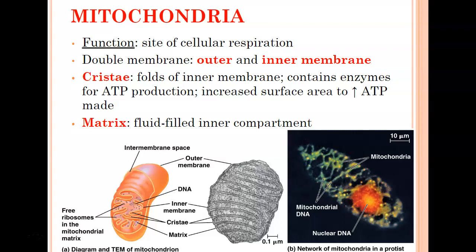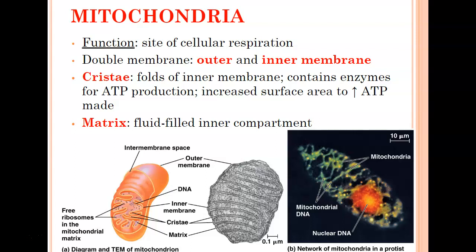It's where cellular respiration takes place, and cellular respiration is where the body is breaking down the carbohydrates that we eat to make ATP, our energy source. So that's its job, to convert the food that we eat into our energy source. It's got a double membrane system, as you can see in the picture below. It's got an outer membrane and an inner membrane.